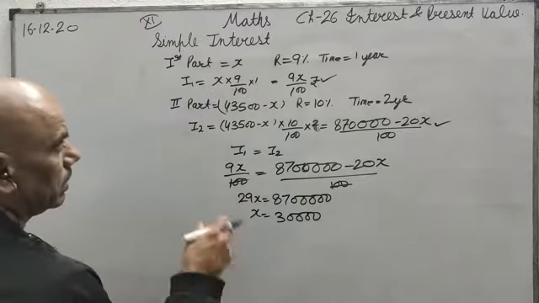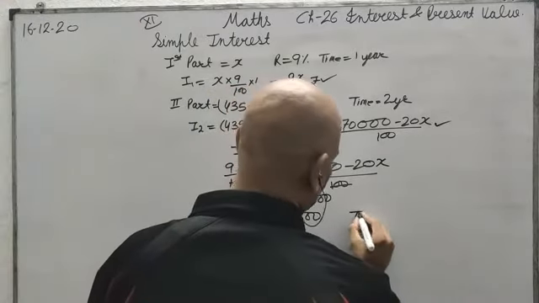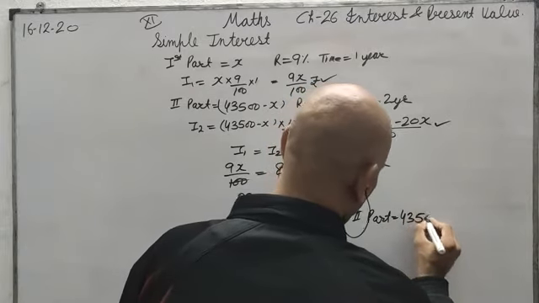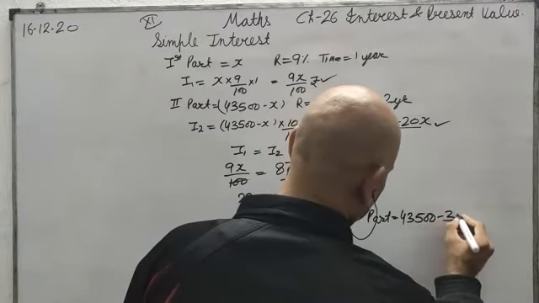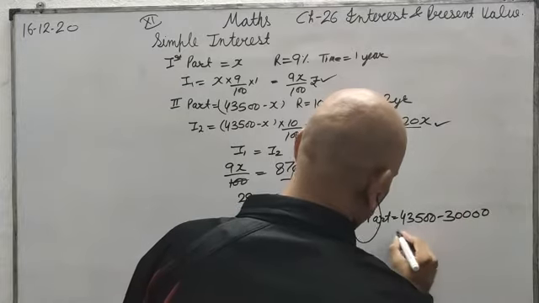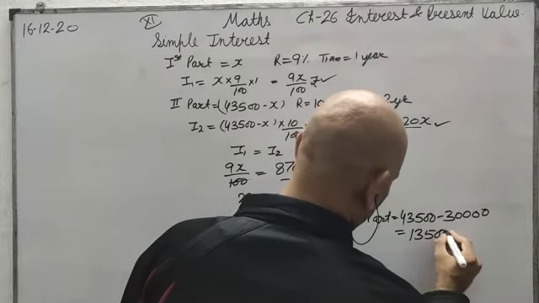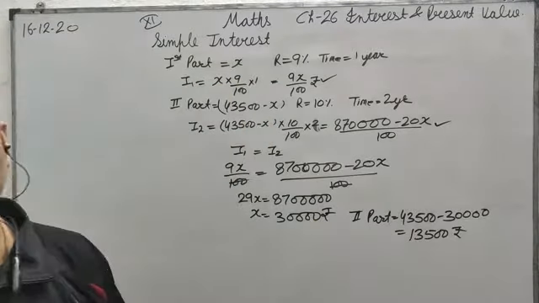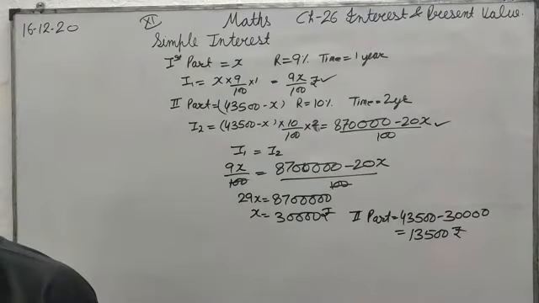So first part is 30,000 and second part is 43,500 minus 30,000, that is 13,500 rupees. So the first part is 30,000 rupees and second part is 13,500 rupees.